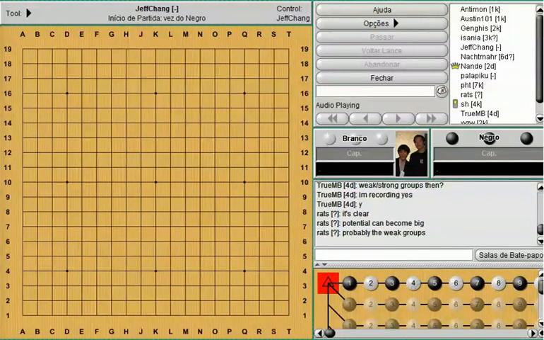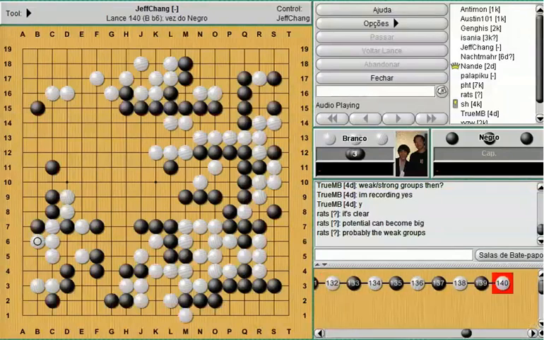Okay, now we are going to have some practice. As usual, the first examples are amateur games, and after that there will be some pro games, okay? So this is the first example. Now White has just turned here and secured his group, and now it is Black's turn.